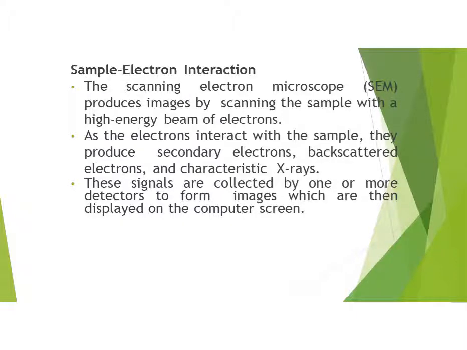So let us discuss what are the interactions that take place between the sample and electrons that give us the scanned image. The scanning electron microscope produces image by scanning the sample with a high energy beam of electrons. As the electrons interact with the sample, they produce secondary electrons, backscattered electrons, and characteristic X-rays. These signals are collected by one or more detectors to form images which are then displayed on the computer screen.